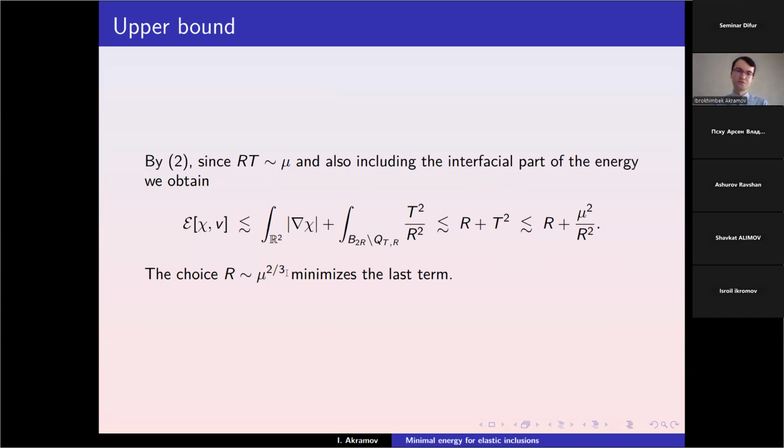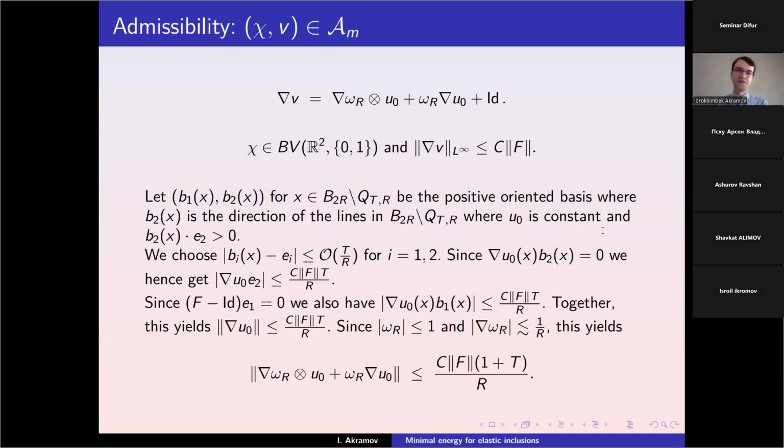and the choice of r equivalent to mu to the power 2 over 3 minimizes the last term by mu to the power of 2 over 3. So this gives us the upper bound.